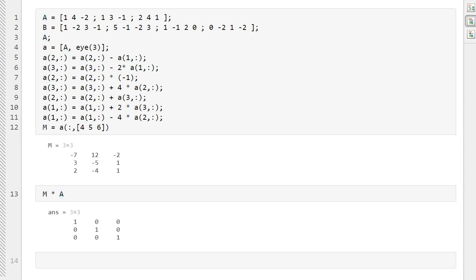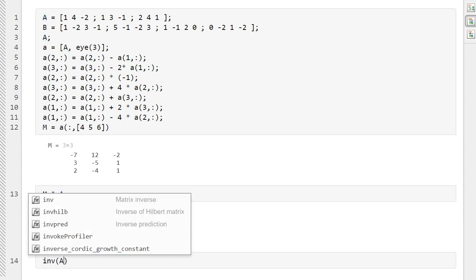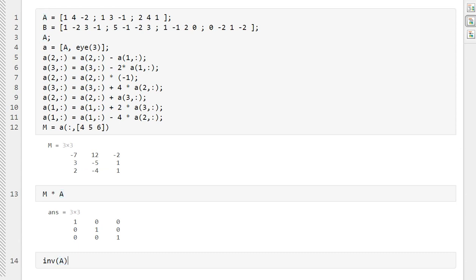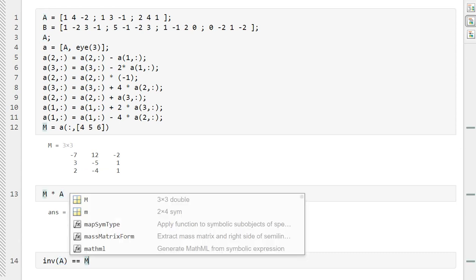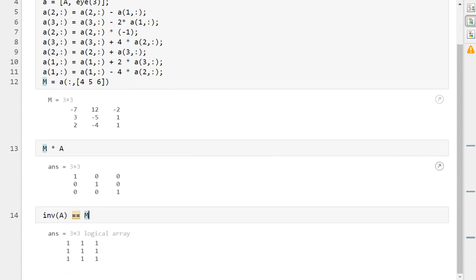We do have the inverse matrix operation in Matlab, so I can try inverse of A equal M, for example. And notice that I get a 1 in every position, which means that every single element in the inverse of A was equal to the corresponding element in the matrix M.